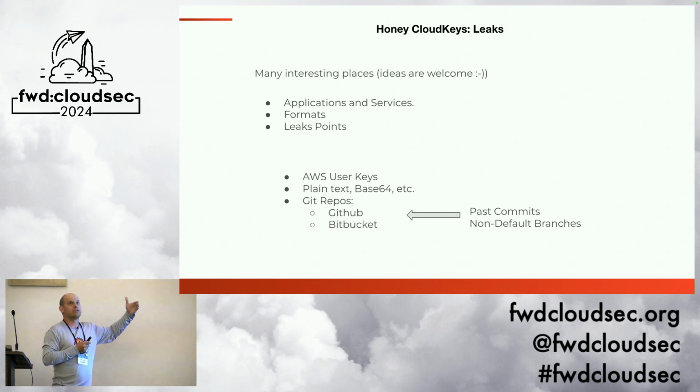It's important to determine what your leak points are. The leak points can be any kind that you can imagine. We started very simple. We started with GitHub and Bitbucket, which are the easy ones, and we know that they were targeted by attackers as well. So you can leak, for example, the AWS key in plain text, in base64, in different ways, in different kinds of repos. If you are using a repo, you can leak the key in past commits. You can leak the key in a non-defined branch. You can leak the key in the main branch as well. So there are different ways to leak that information.